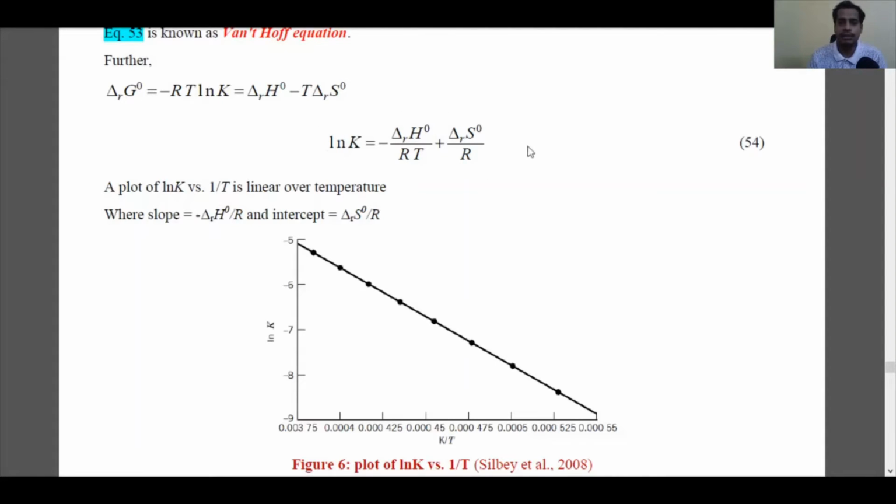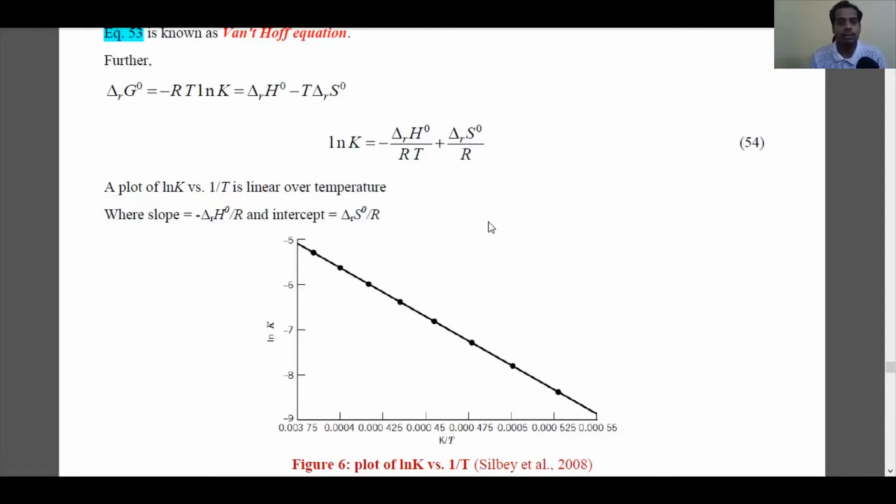Now this can be assumed to be a straight line equation, in the form y is equal to mx plus c. So what is my y here? The y axis will be ln K. And what will be my x axis? The independent variable, that will be 1 by T. So what will be the slope? Minus ΔrH0 by R. And what will be the intercept? ΔrS0 by R.